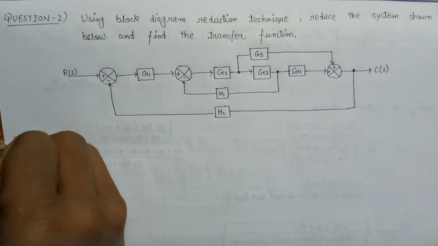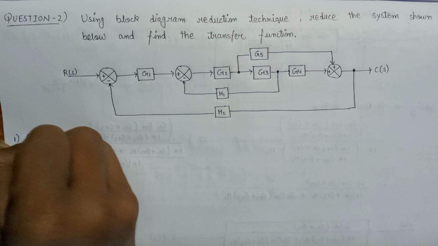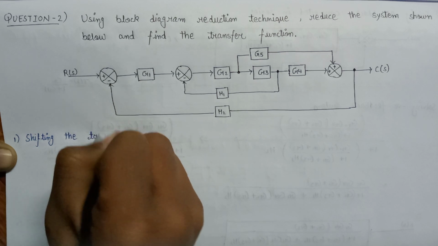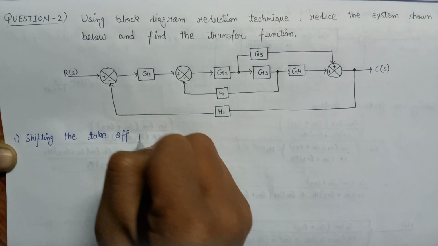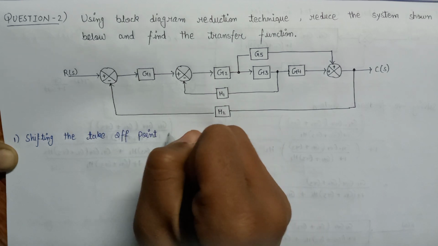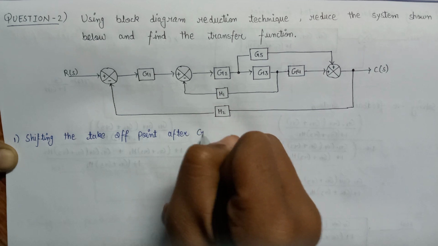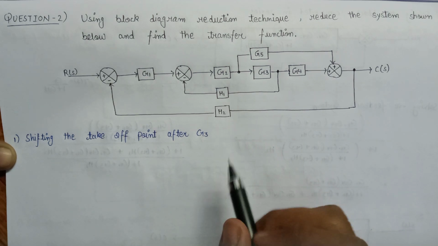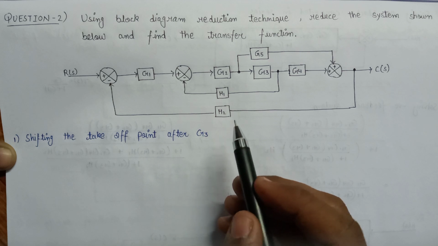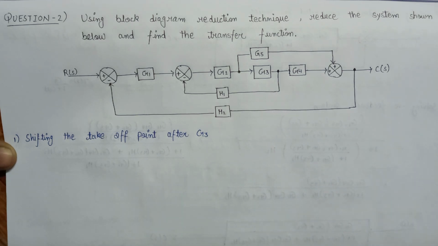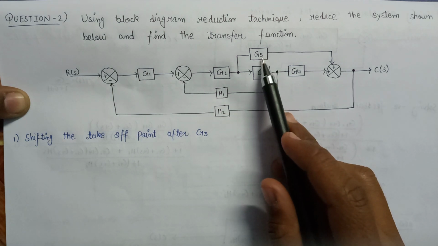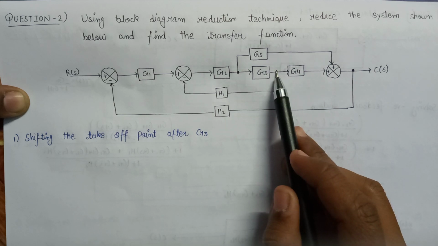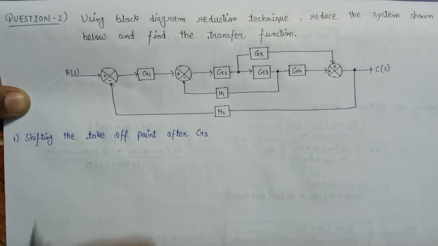So let's start with the first point, that is shifting the takeoff point after G3. So how to shift the takeoff point? After shifting the takeoff point, what will happen? We need to just analyze it. So the gain G5 will get divided by the gain G3 because we are shifting the takeoff point from this position to this position. So let's redraw the circuit.